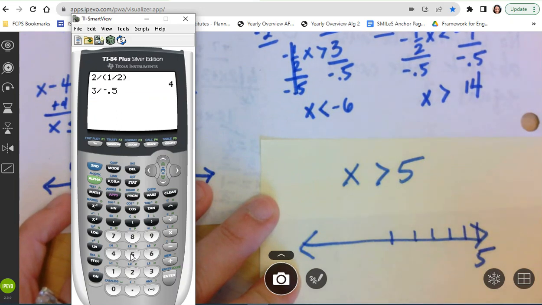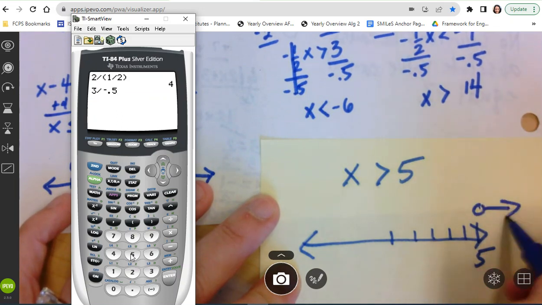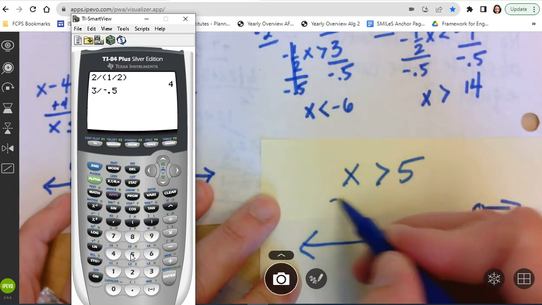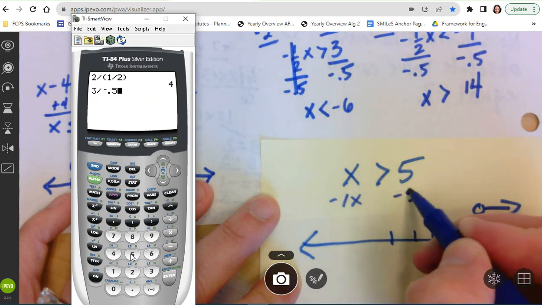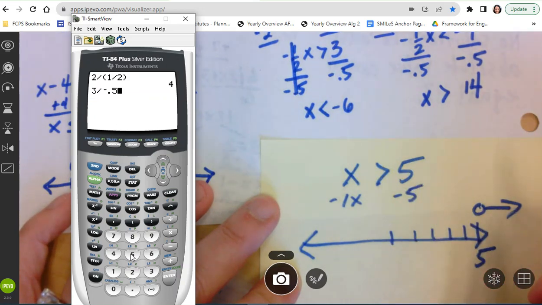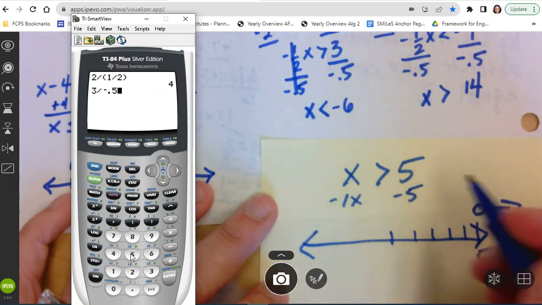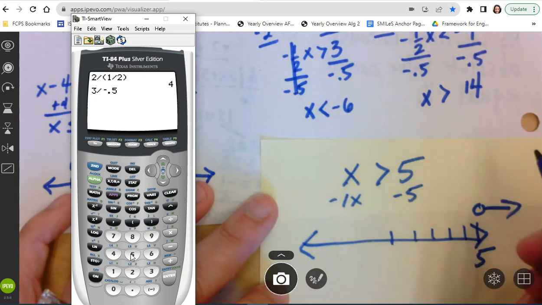And I want to multiply, so x is greater than 5 is over here. And I want to multiply both sides by negative 1. So I'd have negative 1x and negative 5. Like that. Sorry, I was trying to think of how I was going to do that.